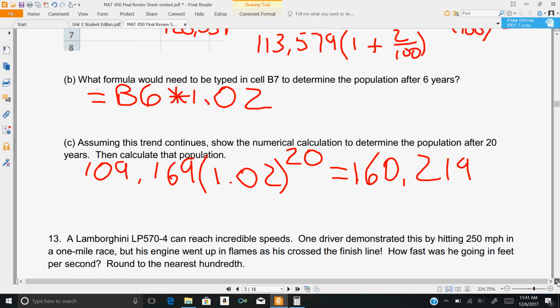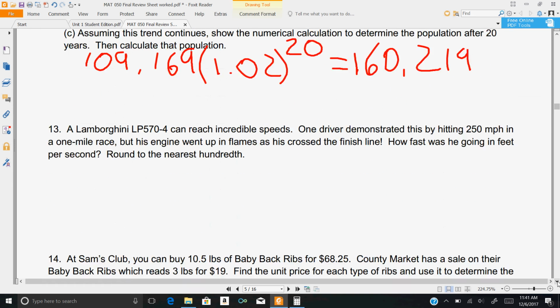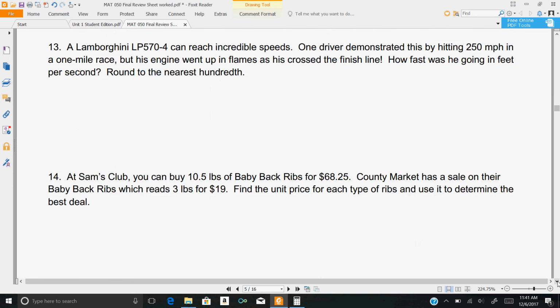Take a quick look now at question 13. Pause the video for a moment, and when you think you have a good answer to question 13, come back and see if you agree with me.